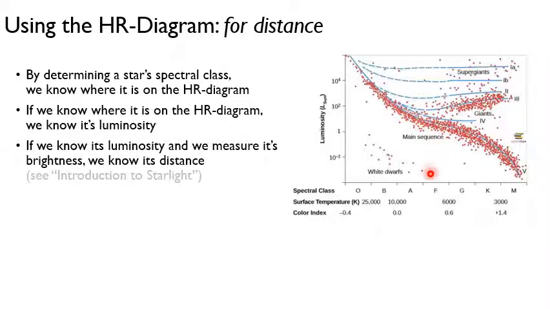If you observe a star like the sun, you say, okay, it's a G star, so you know it's at this location here on the HR diagram. For these stars, we know what their intrinsic luminosity is. If you know the intrinsic luminosity, and you know the brightness that you measured, the apparent magnitude, then you can use that to get the distance. We talked about this in the Introduction to Starlight lecture. So the HR diagram can be used as a tool to measure the distance to stellar clusters.